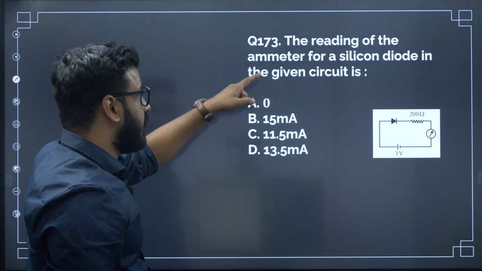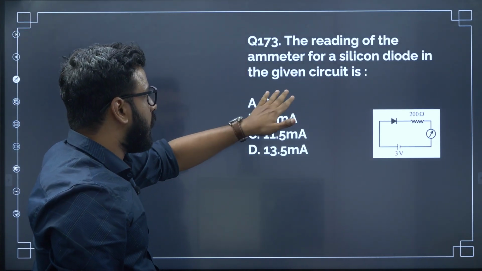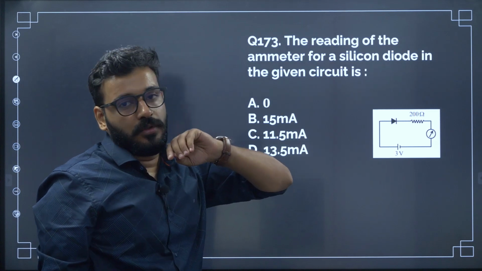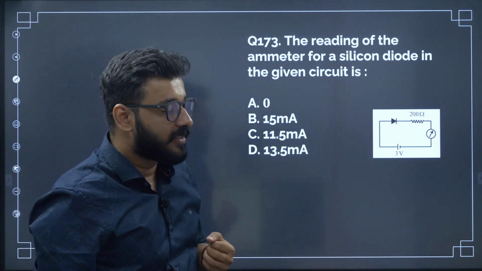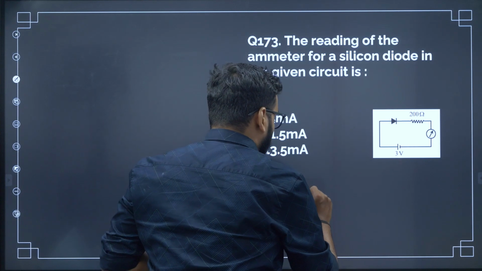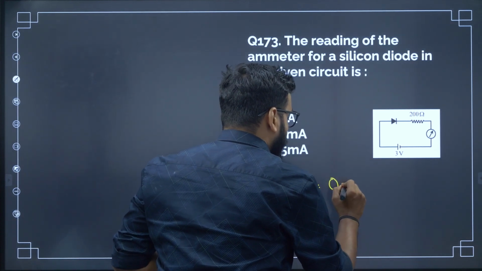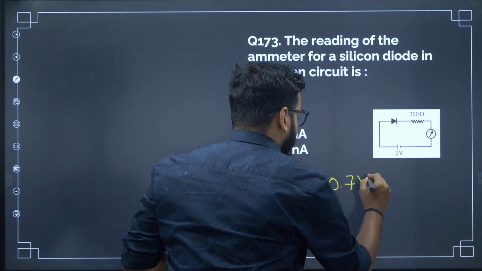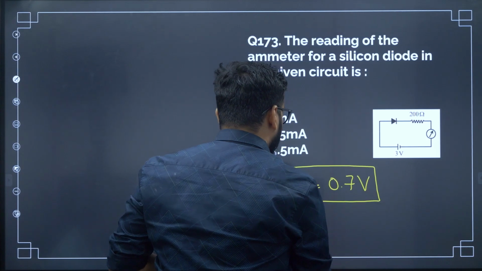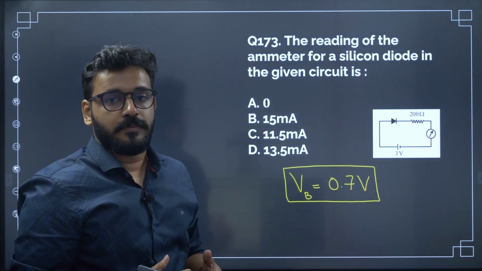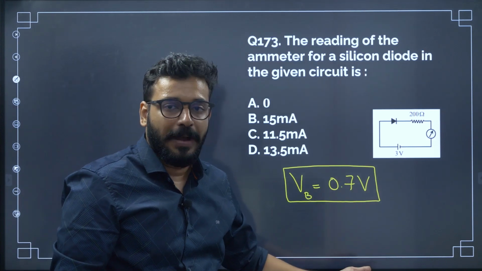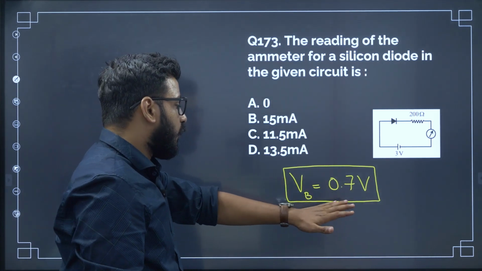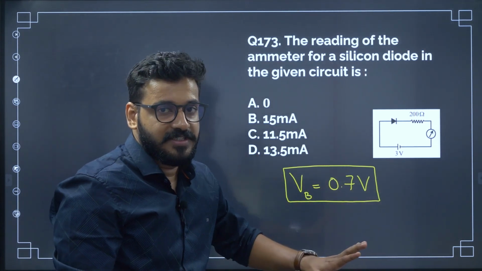Next question. The reading of the ammeter of the silicon diode in the given circuit is. Now, I don't know how many of you remember this. Mostly this value will be given in the question, that is, the barrier potential of a silicon diode is 0.7 volt. This is something that you need to know, not memorize exactly. It will be given in the question, so no need to panic. If you know this, then everything ahead is smooth.